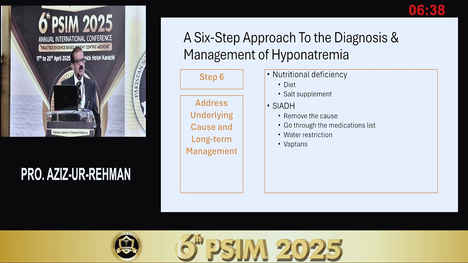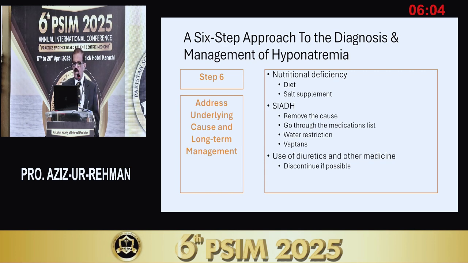In syndrome of inappropriate ADH secretion, remove the cause if possible. Very importantly, go through the medication list. I think I never found anything more rewarding than just taking some medicine off and fixing the problem. So go through the list of medication the patient may be taking, and of course you will have to give a replacement. Water restriction and vaptans, not available in Pakistan, but in syndrome of ADH secretion, you could give them there. They antagonize the effect of ADH.